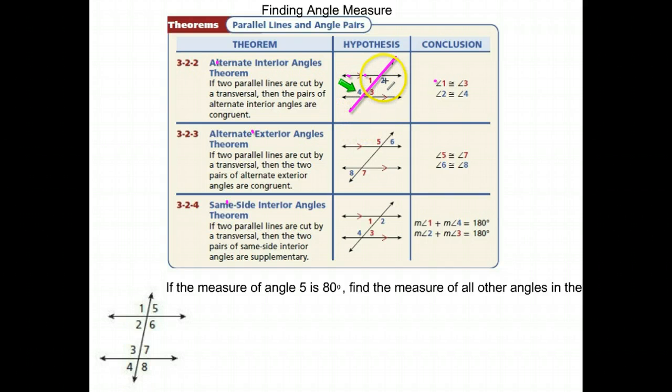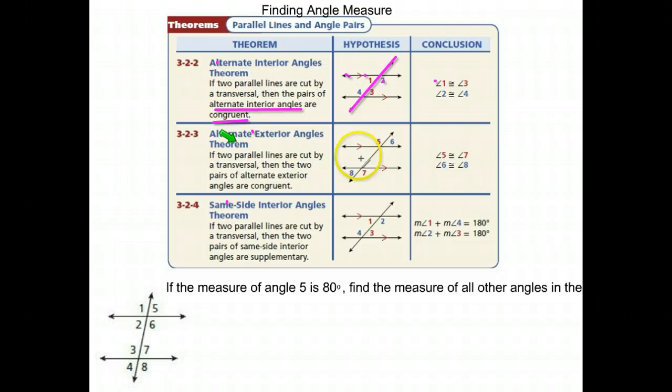Here we have another pair, 2 and 4. 4 is to the left of the transversal, 2 is to the right. They are alternate and interior because they're between our parallel lines. They are also congruent. Okay, so the alternate interior angle theorem says alternate interior angles are congruent when the lines are parallel. Alternate exterior, they're also congruent.